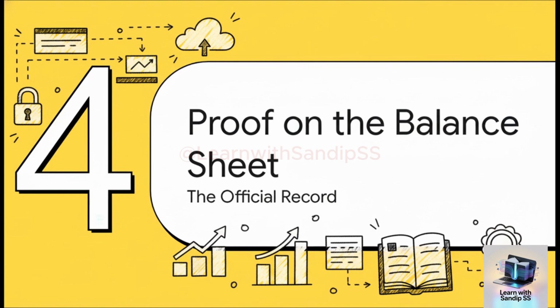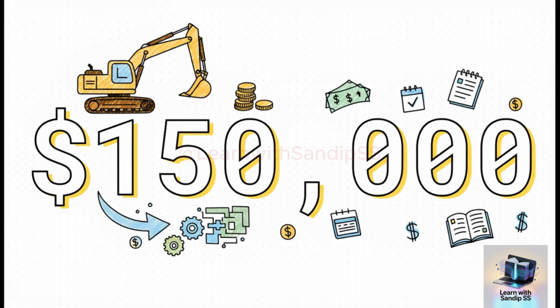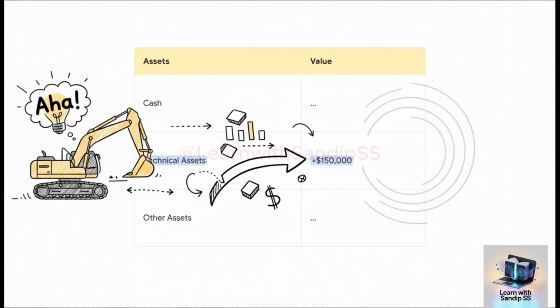Okay, so we've created the digital record, we've posted the financial transaction. Now for the big reveal. Let's see where this thing officially lands. Let's just put a number on it. Say the excavator cost $150,000. All that work, the machine, the dates, the accounting entries, it all comes down to this one number. And there it is, the aha moment. Right there on the company's official balance sheet, under the assets section, you see that line for technical assets in machines. And its value has just jumped by 150 grand. Our 20-ton excavator has officially been transformed into a single number.